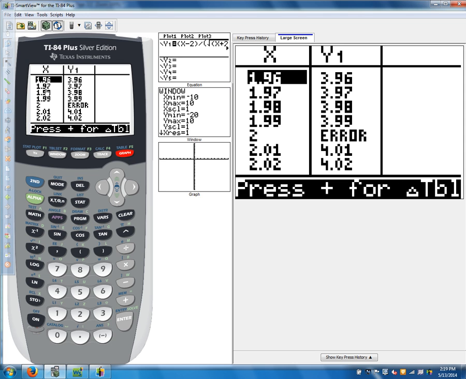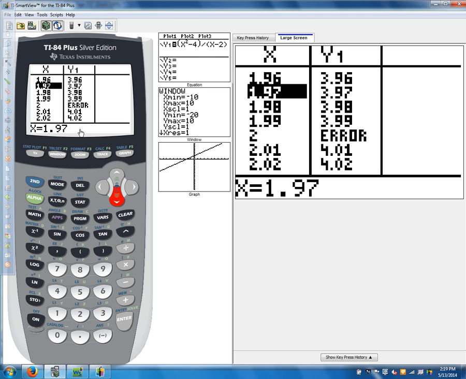Here are my x values. X is changing by 0.01, and when x is 2, we get an error, but as x gets close to 2, on either side of 2, I can see that my function is getting closer and closer to 4. I get 3.99, 4.01.